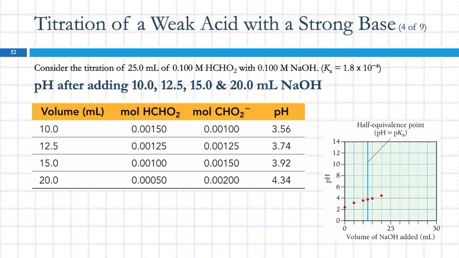Okay, so we keep adding: 10 milliliters, 12 and a half, 15, 20. So to calculate the pH here, we would do the same process. What I want to look at is the 12 and a half. This one right here.